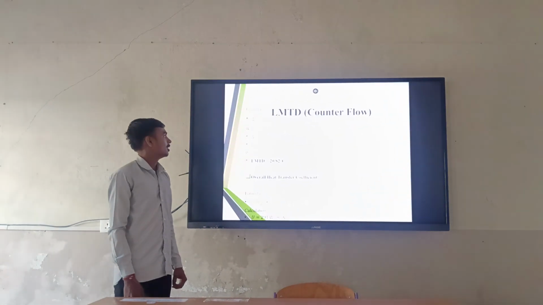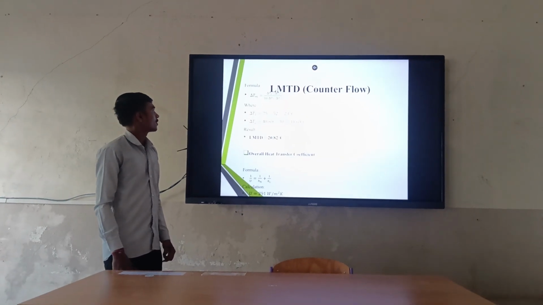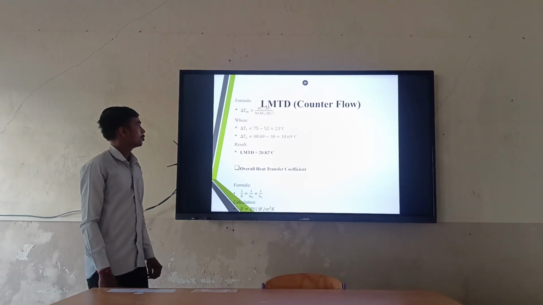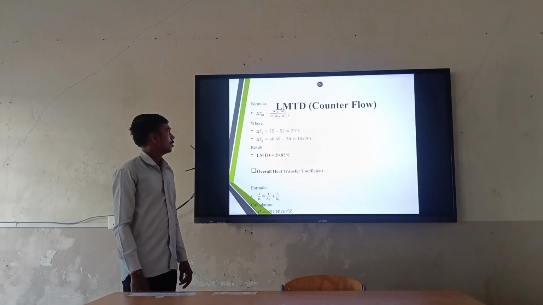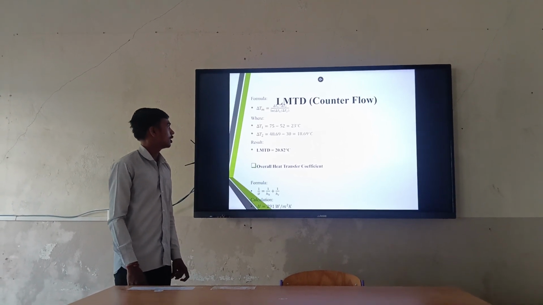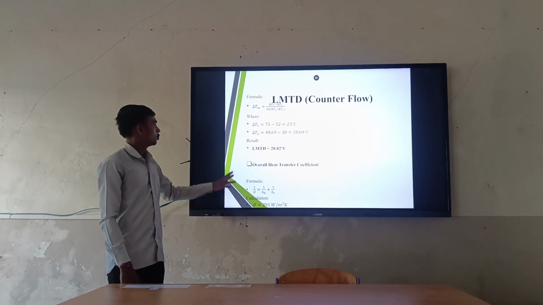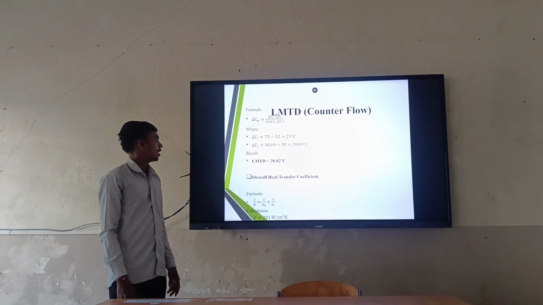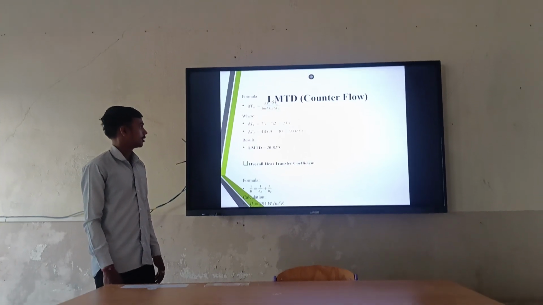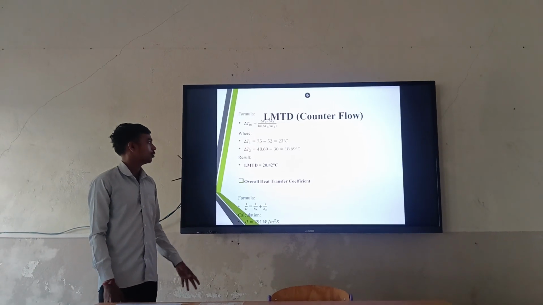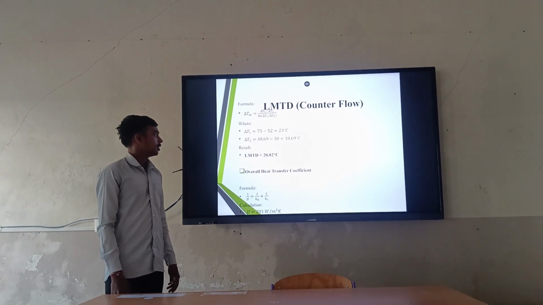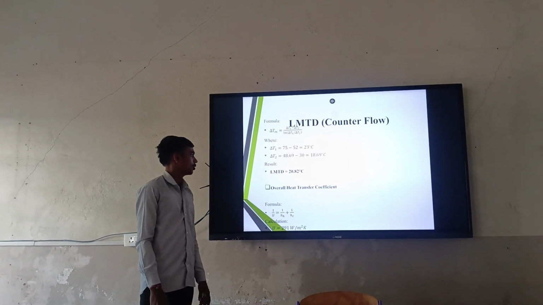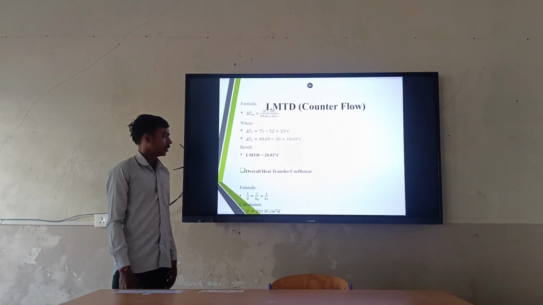Next step is LMTD counter flow. Delta Tm is equal to delta T1 minus delta T2 upon ln of delta T1 upon delta T2. Put this value, delta T1 is equal to 23 degrees Celsius, and delta T2 is equal to 18.69 degrees Celsius. Result: LMTD is 20.82 degrees Celsius.